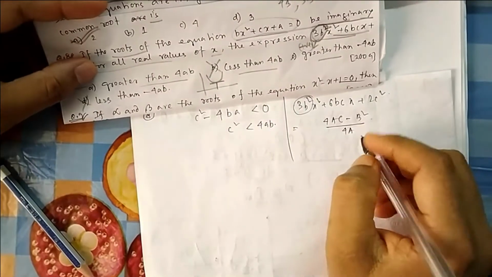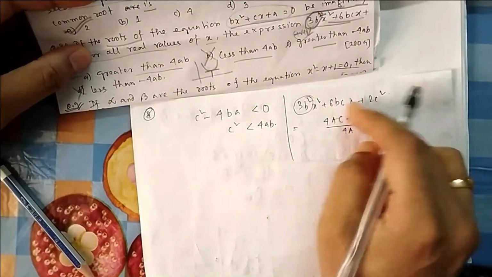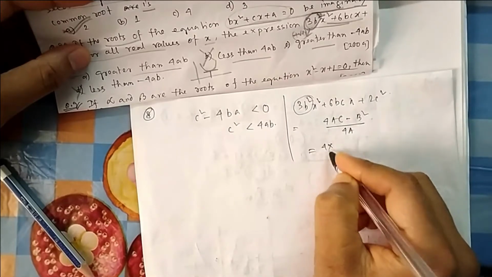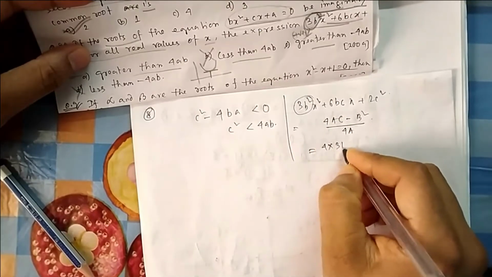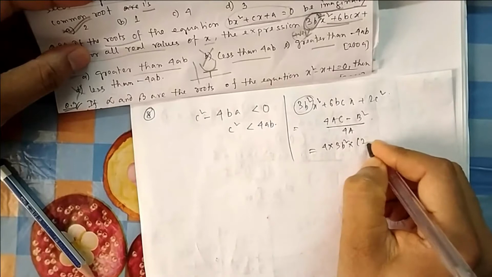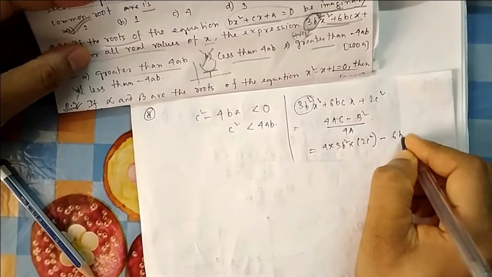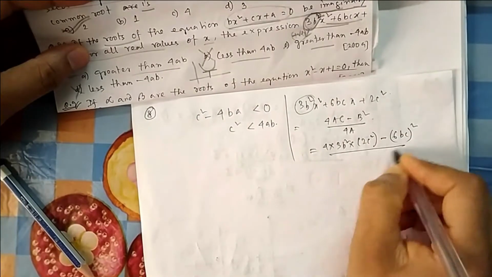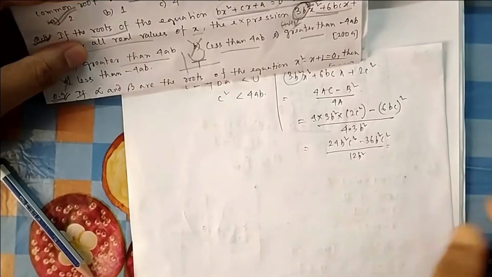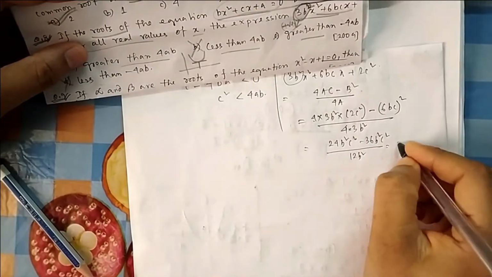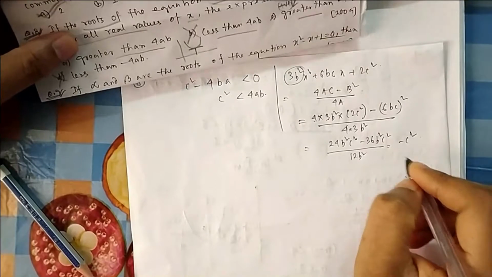You can check that formula. I am writing capital A, B, C because this may get confused. So what is a here? A is here 3b square. What is c here? C is here 2c square. And what is b square? 6bc whole square. And divided by 4a, which is 3b square. So b square gets cancelled and 12 minus, so it will be minus c square. Okay. So minus c square.